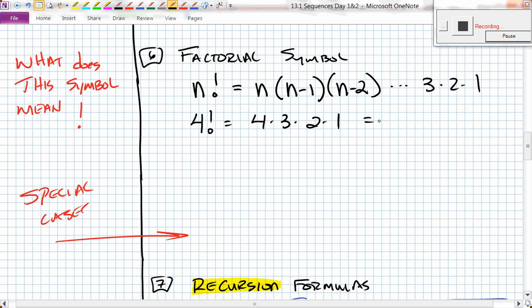How much is that? 4 times 3 is 12. Times 2 is 24. Good. Okay, what's 6 factorial? Well, isn't that 6 times 5 times 4 factorial?